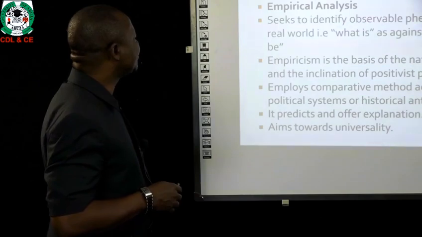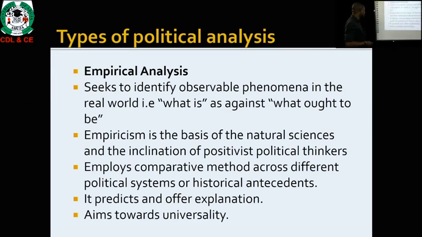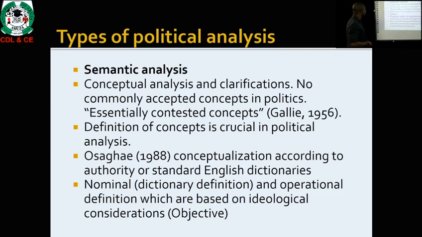Empiricism is the basis of the natural sciences and the inclination of positivist political thinkers. It employs comparative method across different political systems or historical antecedents. It predicts and offers explanation. It aims towards universality.